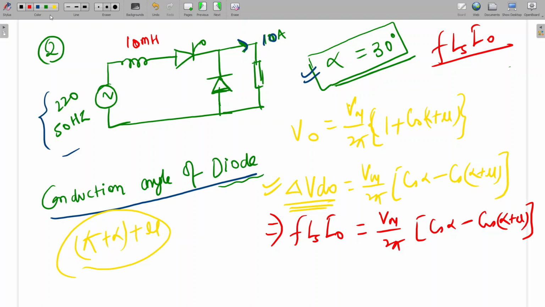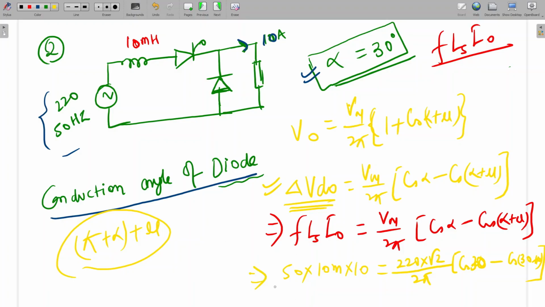What is F Ls I naught? F is 50 hertz, Ls is 10 millihenry, I naught is 10 ampere. This should be equal to Vm, how much? 220 into root 2 divided by 2 pi. And here cos of alpha, alpha means 30: cos 30 minus cos of 30 plus mu. Is it clear? Yes, sir.